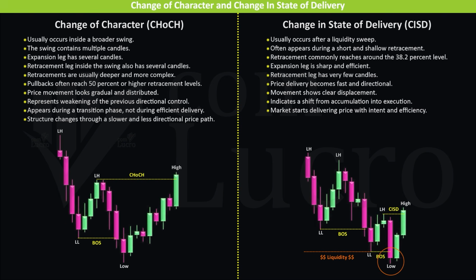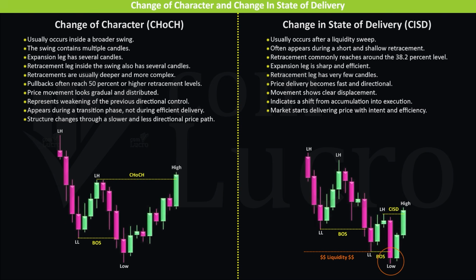CISD signals that the market has transitioned from distribution or accumulation into active execution. In practical terms, CISD often appears before full structural confirmation. It provides an early indication that a reversal may be unfolding, especially when it occurs immediately after liquidity has been cleared from one side of the market.